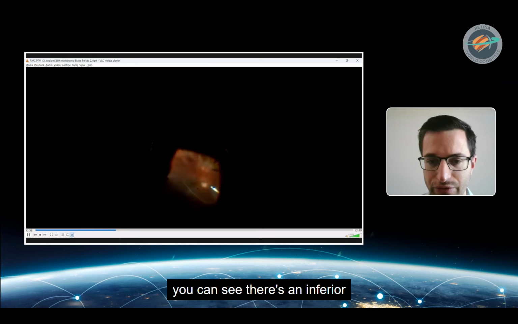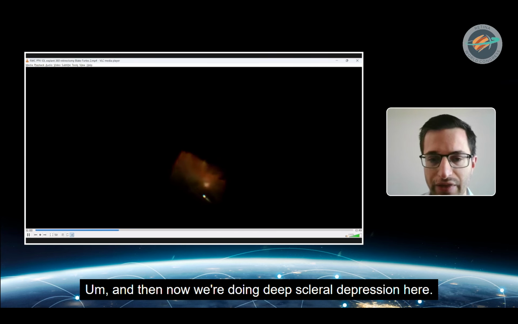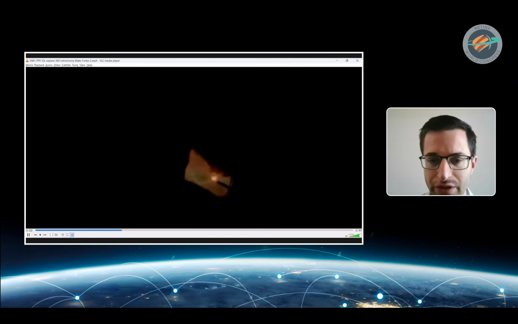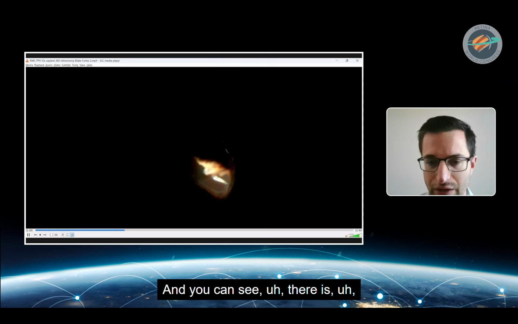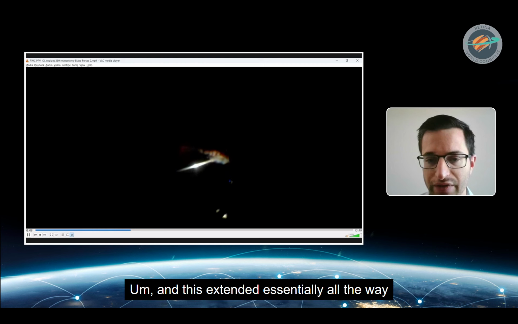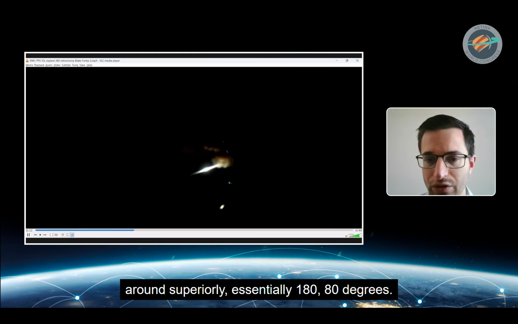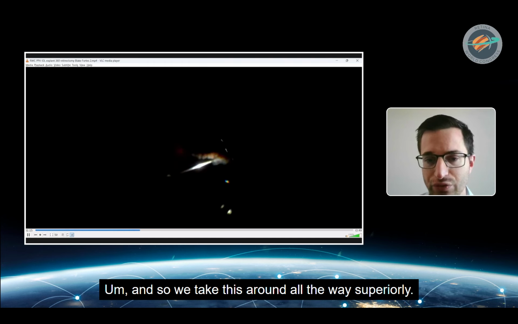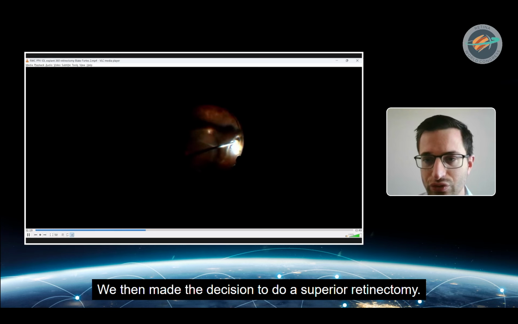You can see there's an inferior retinectomy that looked clean. And then now we're doing deep scleral depression here. And you can see there is some extensive anterior loop PVR. And this extended essentially all the way around superiorly, essentially 180 degrees. And so we take this around all the way superiorly. We then made the decision to do a superior retinectomy.